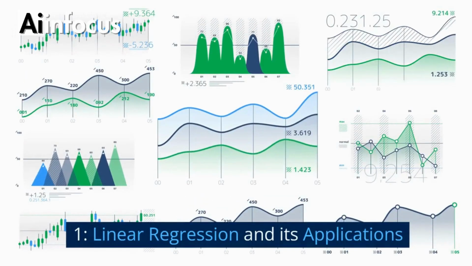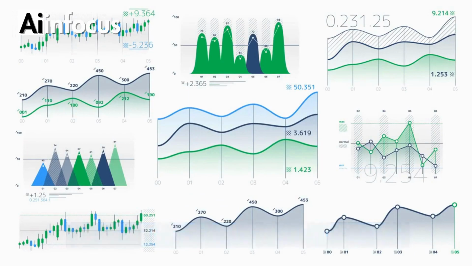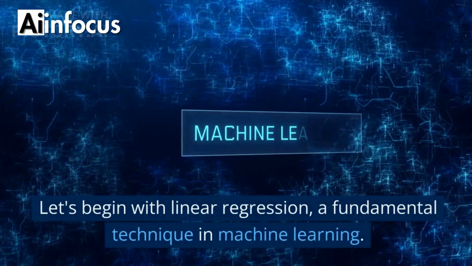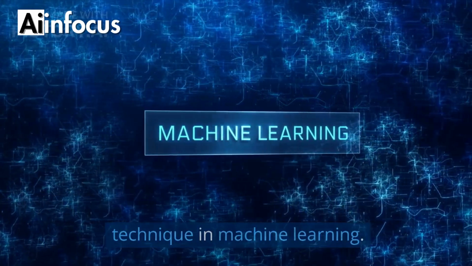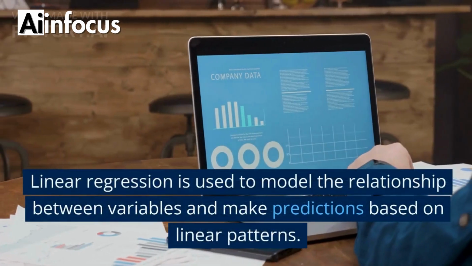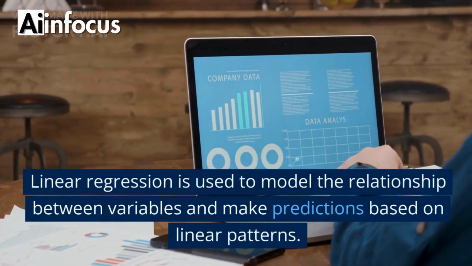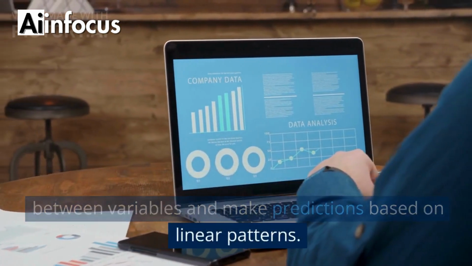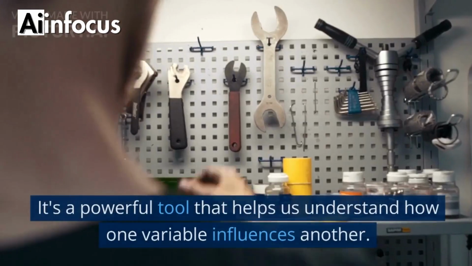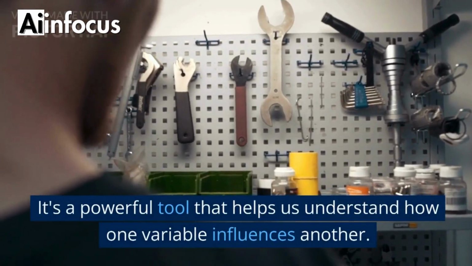1. Linear regression and its applications. Let's begin with linear regression, a fundamental technique in machine learning. Linear regression is used to model the relationship between variables and make predictions based on linear patterns. It's a powerful tool that helps us understand how one variable influences another.